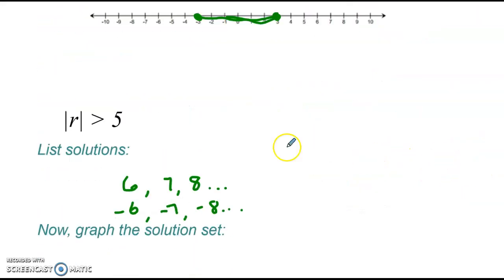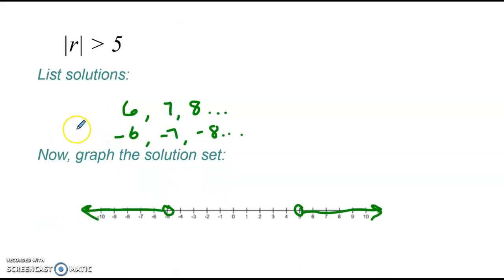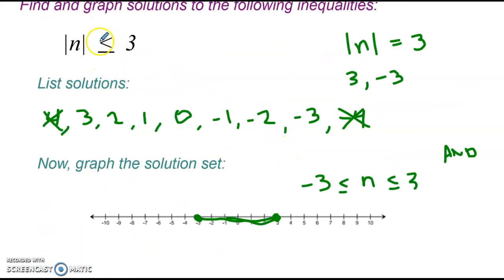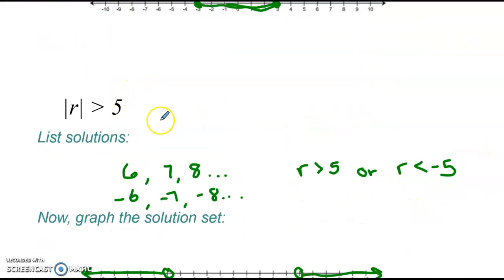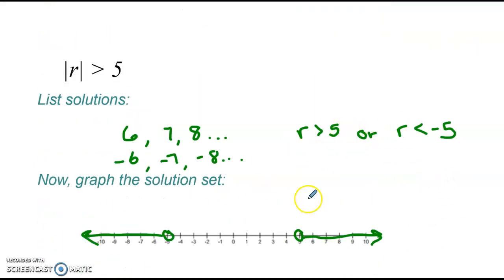And then if it's a greater than sign, well, this is going to look a little bit different. This is going to be an or statement. This is saying that r is greater than 5 or r is less than negative 5. And these patterns are going to hold up this entire time as we study this. You're going to see that whenever we're dealing with less than signs, it's going to create an and statement. And whenever we're dealing with greater than signs, it's going to create an or statement.